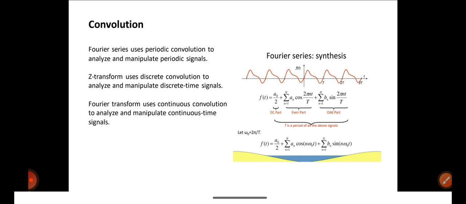Convolution. Fourier series uses periodic convolution to analyze and manipulate periodic signals. Z transform uses discrete convolution to analyze and manipulate discrete time signals. Fourier transform uses continuous convolution to analyze and manipulate continuous time signals.